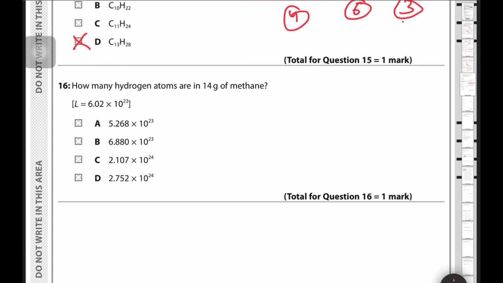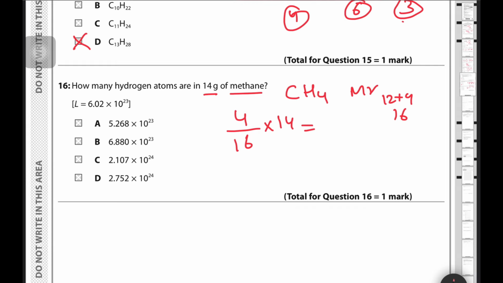How many hydrogen atoms are there in this much grams of methane? So methane is CH4. I have 4 hydrogen in it. Now let's see, the Mr of methane is 12 plus 4, which is 16. Dividing the 14 grams by 16, I'll get 3.5. So how many hydrogen atoms? 3.5 times the Avogadro constant. So if you multiply this, your answer will be C.